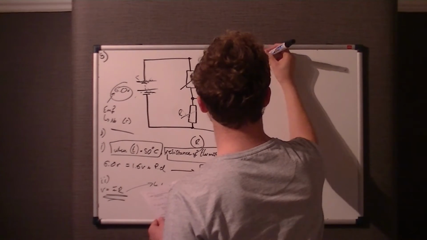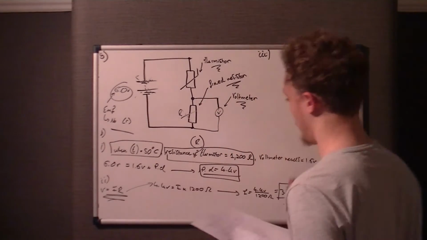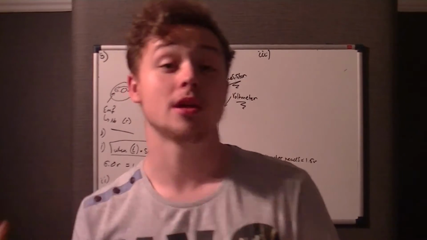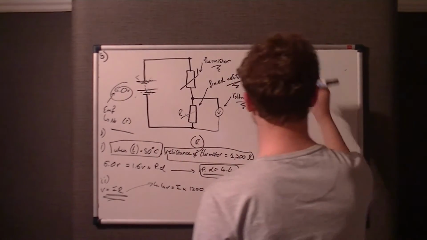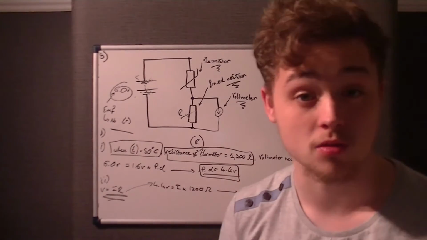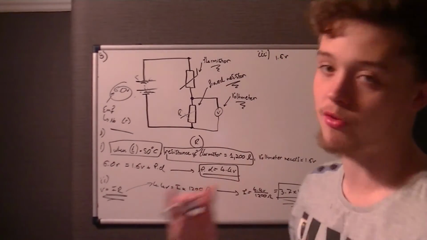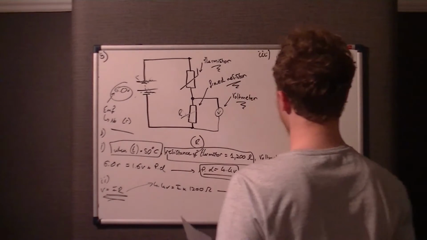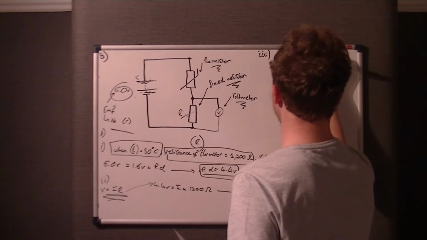So 5b part 3. What do we know about R? Well, we're told previously that the potential difference across R is 1.6 volts, because that's what the voltmeter reads across R. So that's the potential difference of R. And as we know, V is equal to IR.